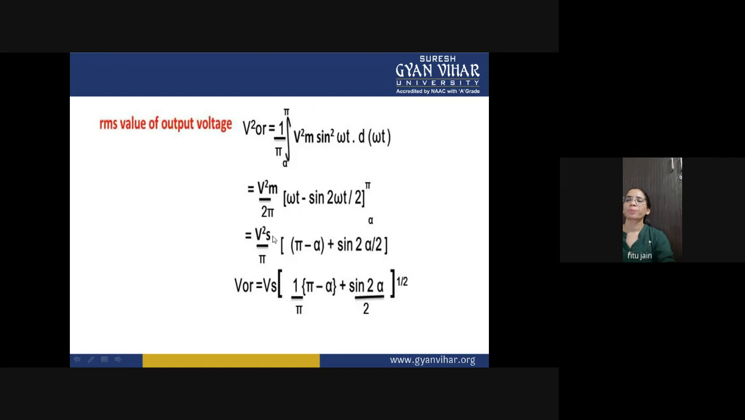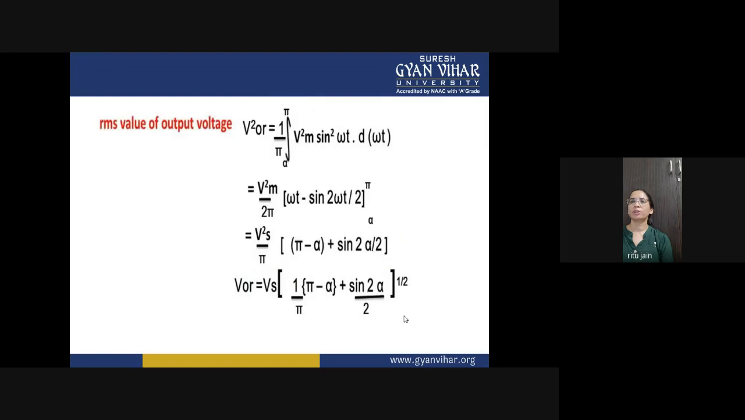So this equation with V square m can be converted in terms of the supply voltage. This can be written as V square s upon pi times pi minus alpha plus sine 2 alpha upon 2. So this is the square of your RMS value. When you want to find only the RMS value, you have to take the root of this equation. So you will get the RMS output voltage of the semi converter equal to Vs times the square root of pi minus alpha upon pi plus sine 2 alpha upon 2.